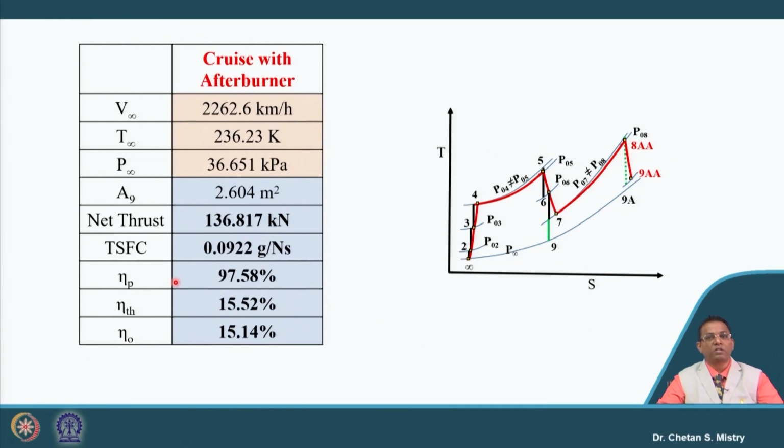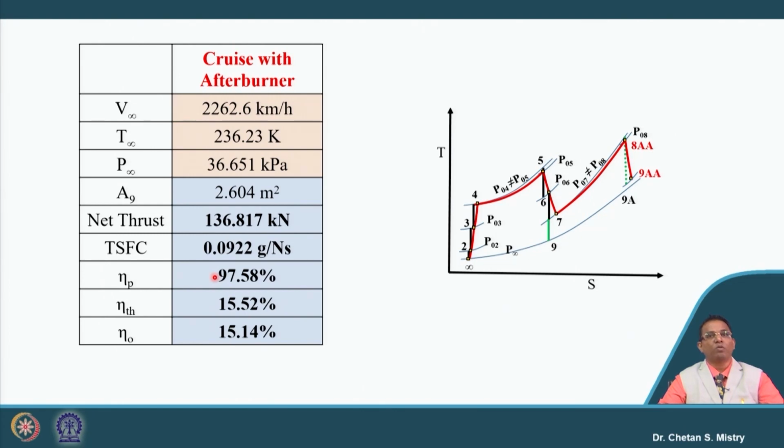Let us put this all together. We have a flying velocity, which is known to us, and the temperature and pressure at that flying condition are known. We have done our calculation for the exit area, the thrust specific fuel consumption, propulsive efficiency, thermal efficiency and overall efficiency.